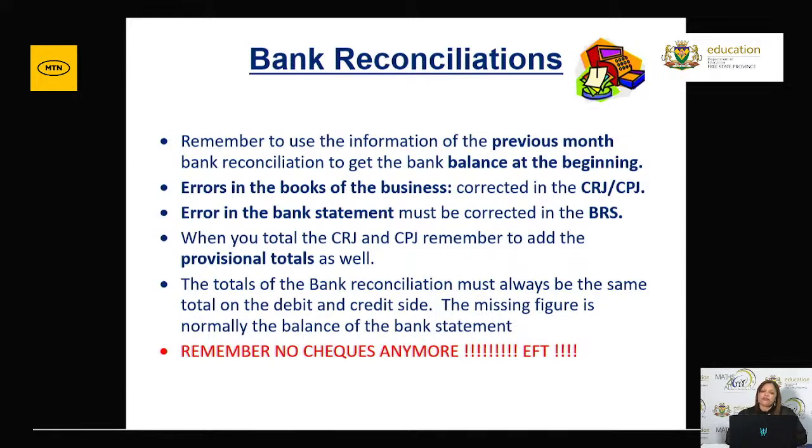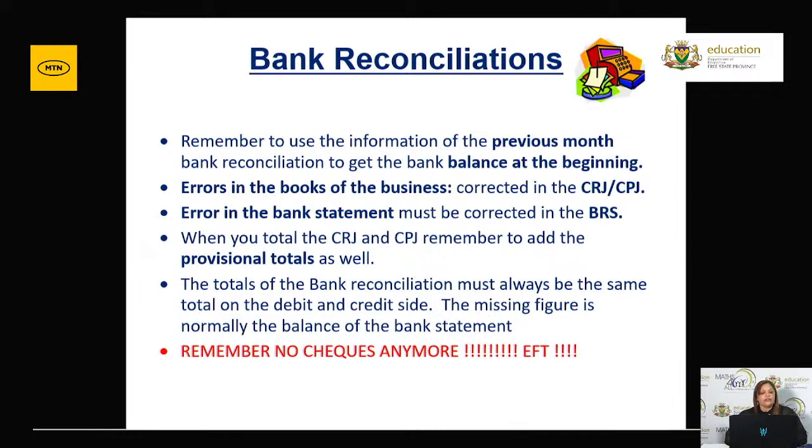Remember to use the information of the previous month's bank reconciliation to get the bank balance at the beginning. Errors in the books of the business must be corrected in the CRJ and CPJ. Errors on the bank statement must be corrected in the BRS. Now you learn these principles because somehow we find this BRS very, very difficult. BRS should not be a difficult thing. Practice many examples of BRS so that you can get used to it, and if you do see it on Friday, that you can earn a lot of marks in the question.